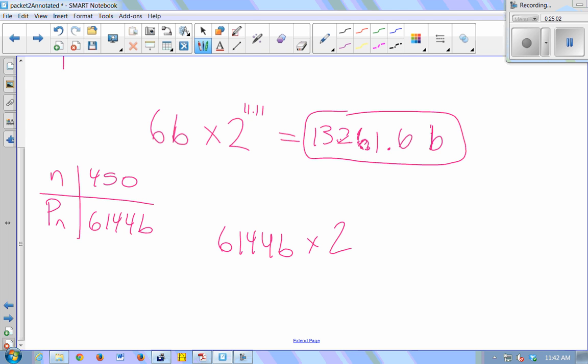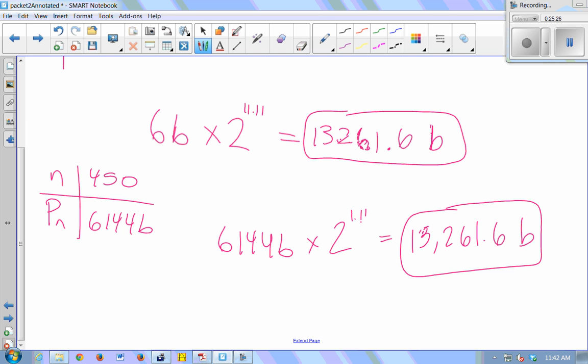To get from 450 to 500 is 50 years. How many sets of 45 is that? 1.11. It's one set of 45 and a little bit more. And that should also equal, put in your calculator, 13,261.6 billion. That's 13 trillion. I mean, people.